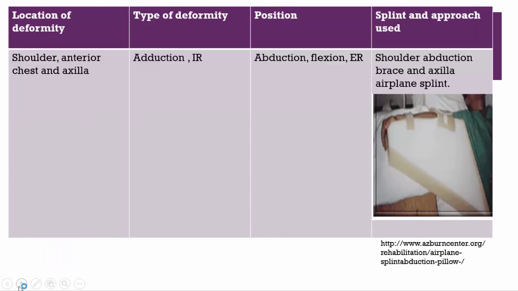Let's have a look at the shoulder, anterior chest, and axilla area. If they have deformities, it will be in adduction and internal rotation of the shoulder. So we have to keep it in the opposite position: abduction, flexion, and external rotation. So we use an airplane splint. This is abduction, flexion, and external rotation that we use for that patient. We can use a shoulder abduction brace or airplane splint on the axilla.